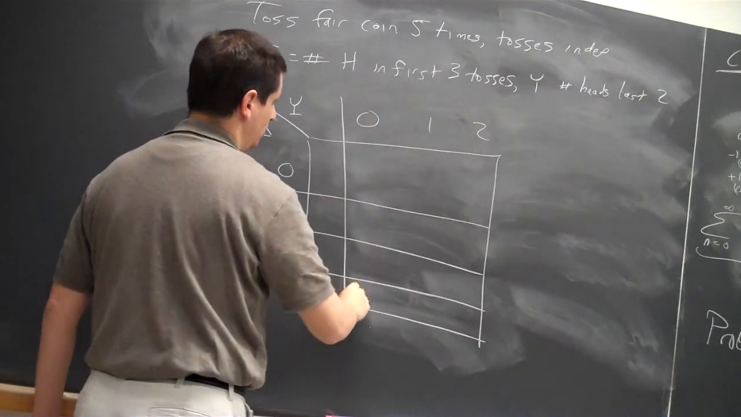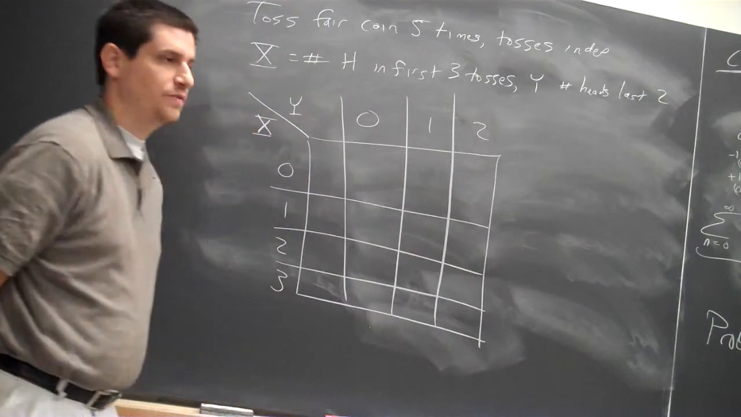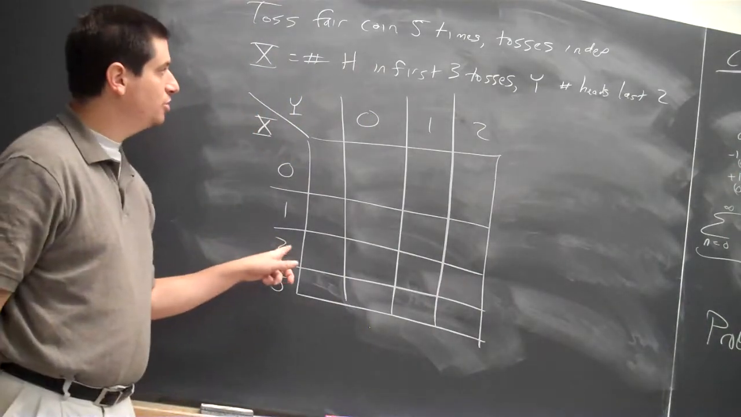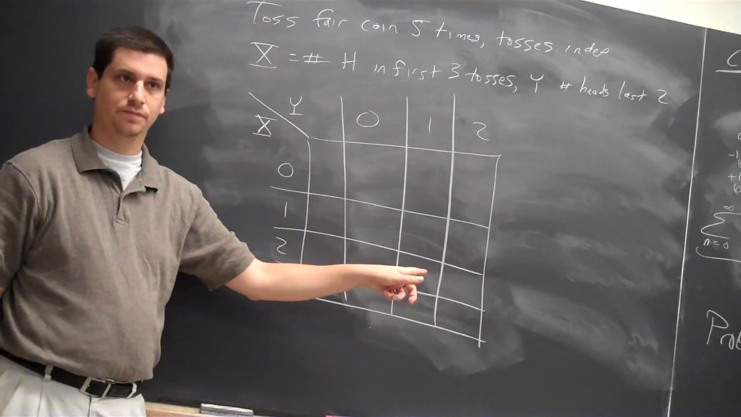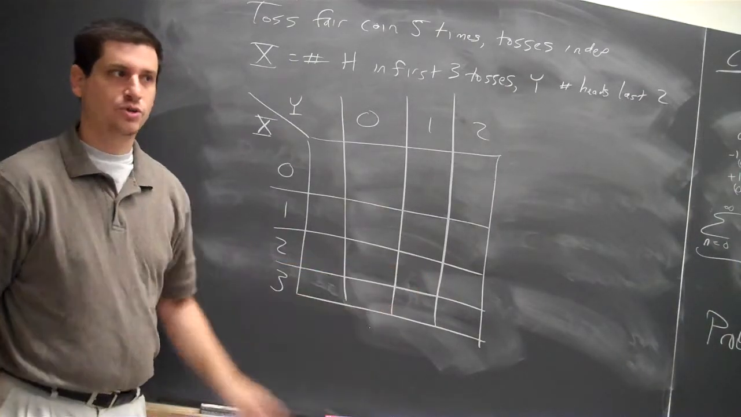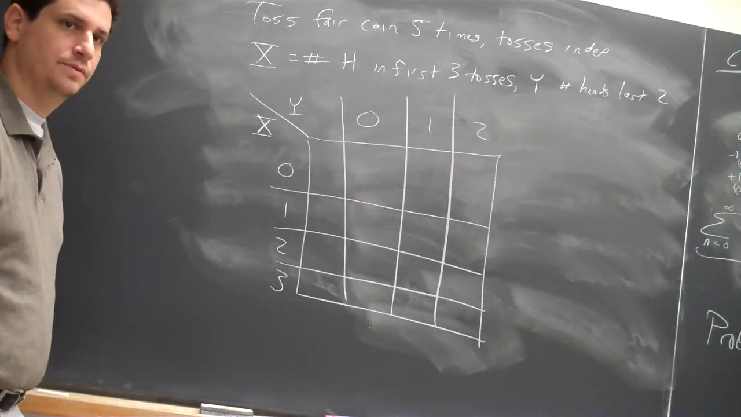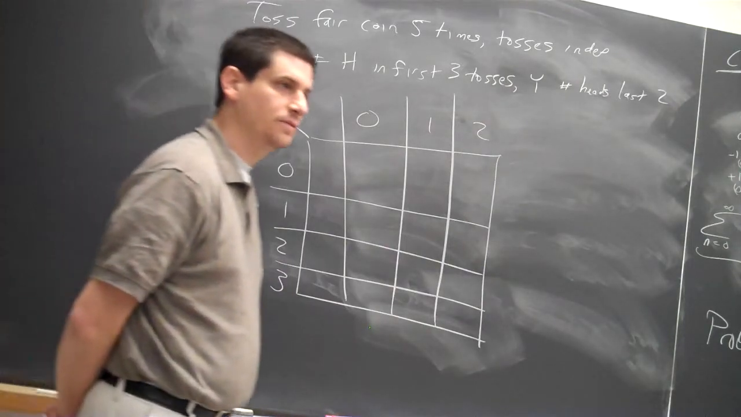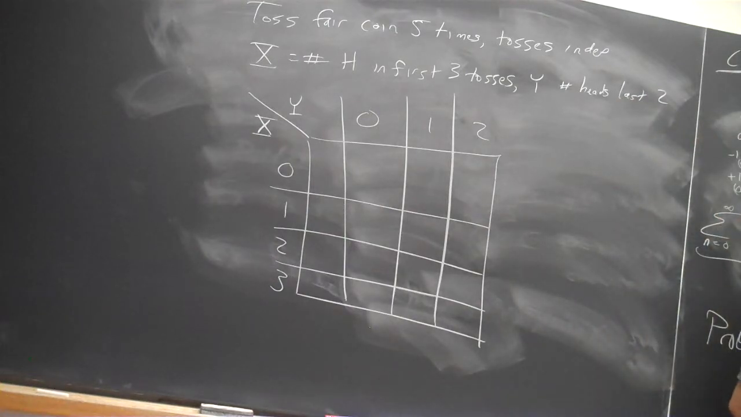So we have to go through and calculate all the probabilities. I have to look at the probability that X equals 2 and Y equals 1. So what would be the probability that X equals 2 and Y equals 1? Tell me how you would calculate it, not necessarily what the answer is. So how are you getting 1/8?